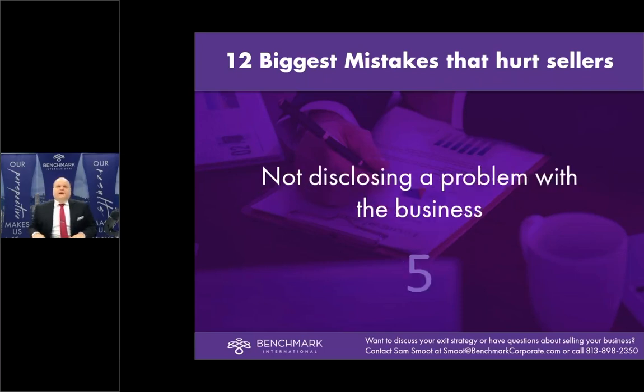Number 5, not disclosing a problem with the business. Potential lawsuits, loss of a major client, loss of a salesperson, pending divorce involving the owner. There are a lot of different things that clients try to hide from buyers, and eventually, by the time the deal gets closed, the buyer's going to know everything. There will be no secrets from the buyer. They will either find it in diligence, or they will write the purchase agreement in such a way that it forces the seller to disclose the issue.